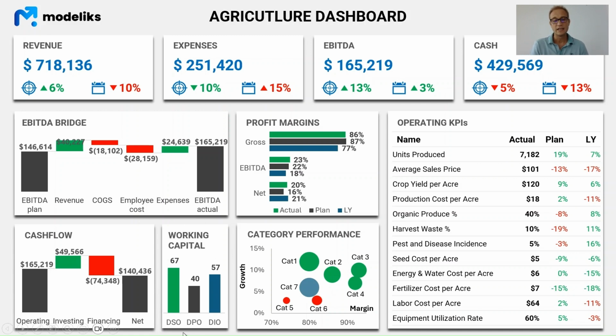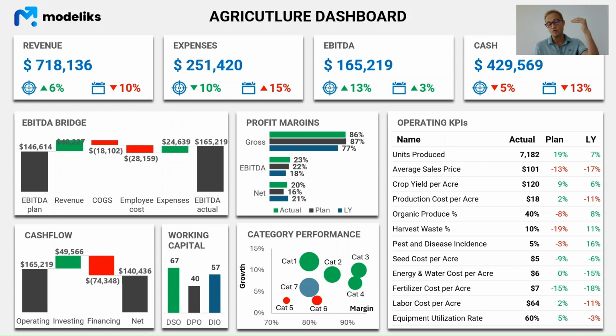Number two, the days payable outstanding. What this tells us is how many days it takes us to pay our vendors for the invoices that we receive from them. It takes us 40 days. We get 40 days to pay our invoices, and in comparison to the 67 days that it takes us to collect from our customers, we see that there is probably room for improvement there.